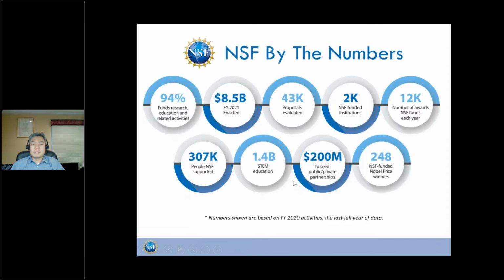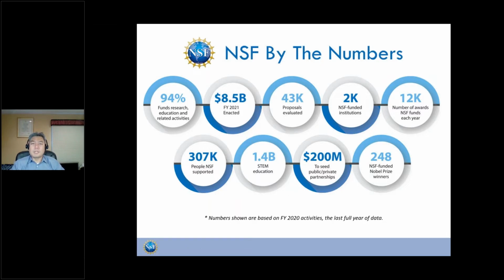Move on to the next slide. So NSF is primarily a funding agency. As most of you probably know, we receive money, and there is very little to fund research and education and other related activities. And there is no internal research within NSF. Our annual budget is approximately $8.5 billion. And we evaluate roughly 43,000 proposals every year. That includes about 12,000 awards that are made. And we fund approximately 2,000 institutions.